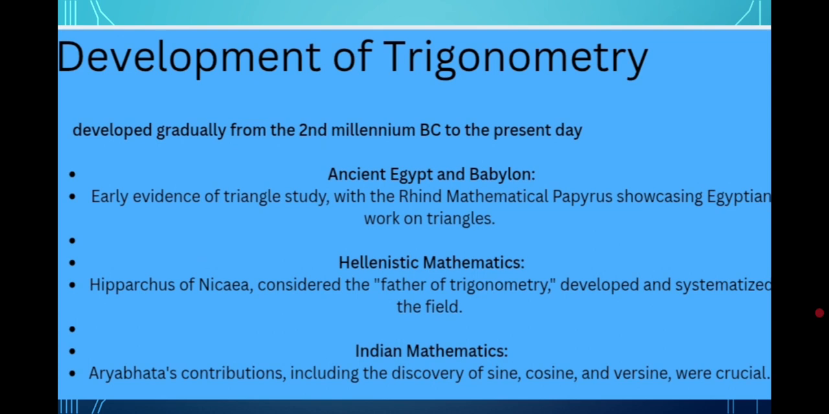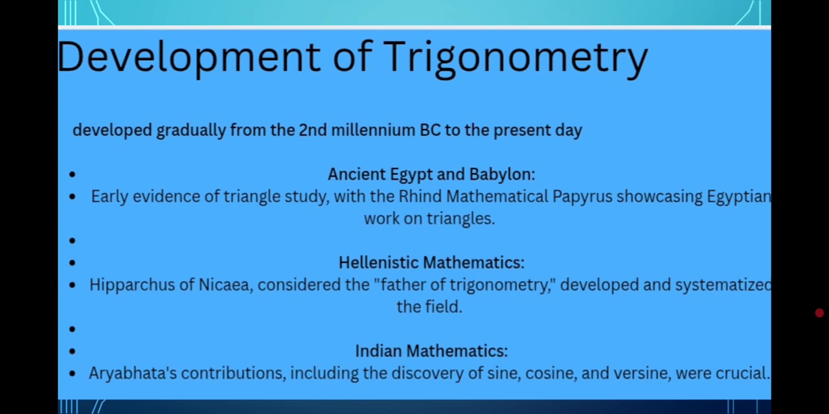So the next topic is the development of trigonometry. It developed gradually from the second millennium BC to the present day. In this topic we have to study how trigonometry was gradually developed from the second millennium BC to the present day. First, there was ancient Egypt and Babylon.